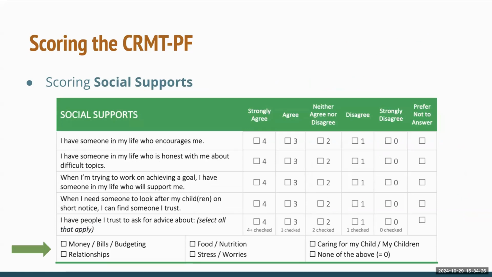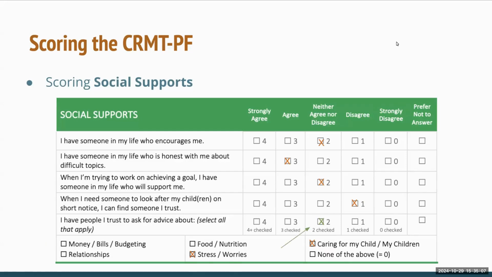The next 2 sections have a special type of question that impacts the way you score them. For social support, seen here, the final question is a select all that apply question about who the caregiver has to ask for advice about various topics. As you can see, they could select up to 5 different options, or they could select none of the above. When you administer the survey, you ask the question and select all of the options that apply to that person. In this example, the caregiver has selected stress or worries and caring for their child. That is 2 of the 5 potential options.